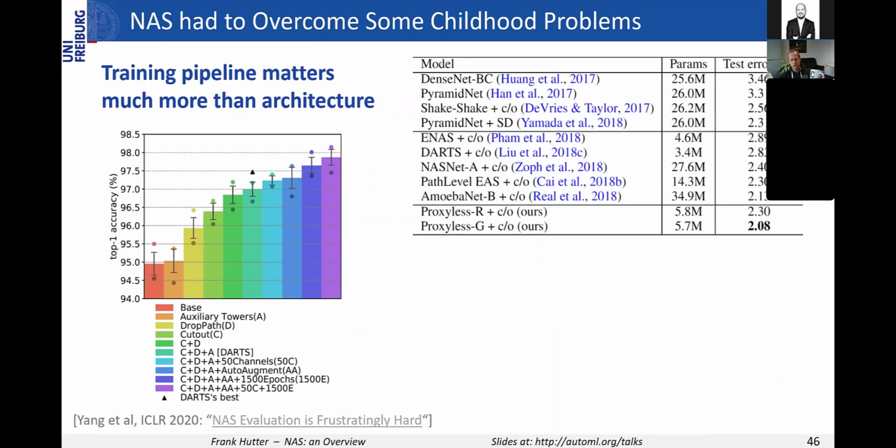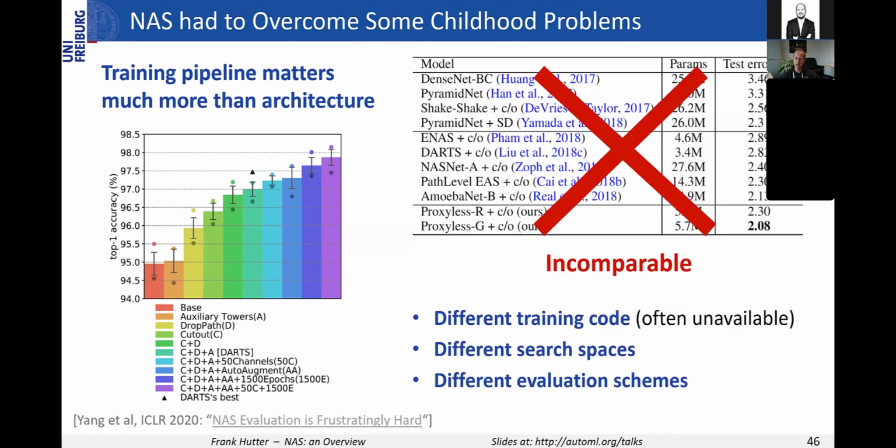And this is the sort of table that you see in many NAS papers, where people maybe report the number of parameters of an architecture and then their performance. But I would like to impress on you that this is really not the way to go, because each of these individual papers used some different training pipeline.